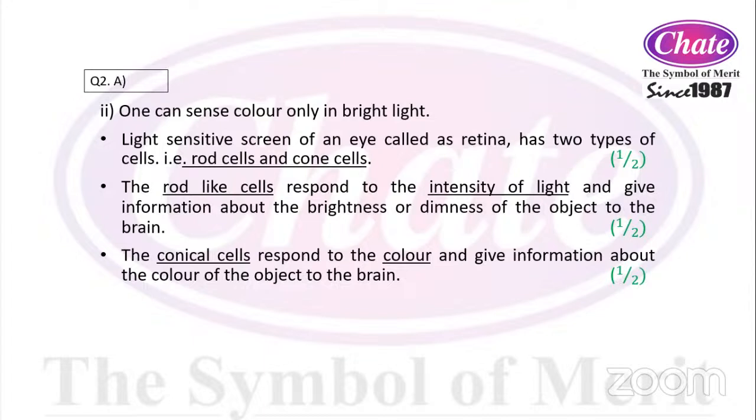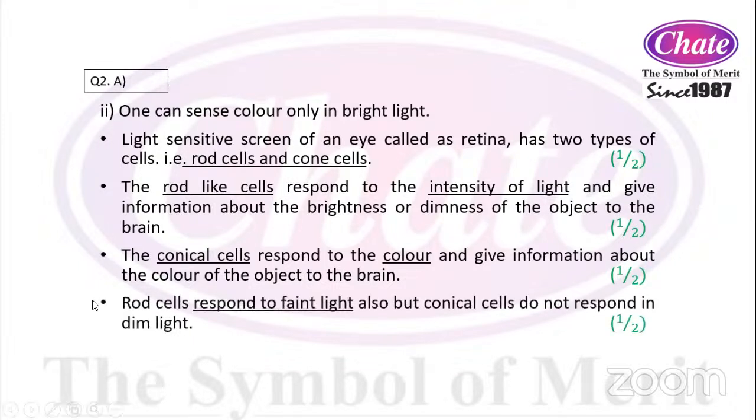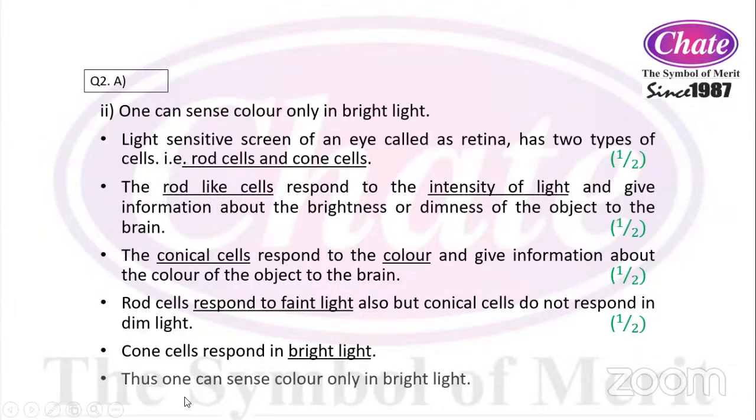But apart from this, rod cells, if a small amount of light is there, start stimulating or responding to that. So rod cells respond to faint or dim light, but conical cells do not respond to dim light. They need bright light to respond, and that is why cone cells respond in bright light only. That is the reason we can sense colors only in bright light.